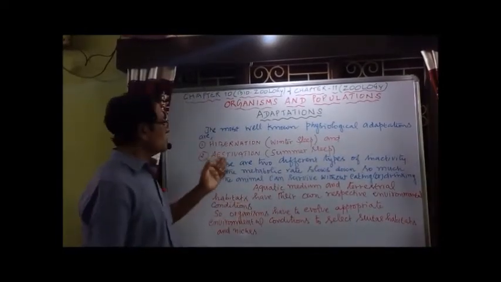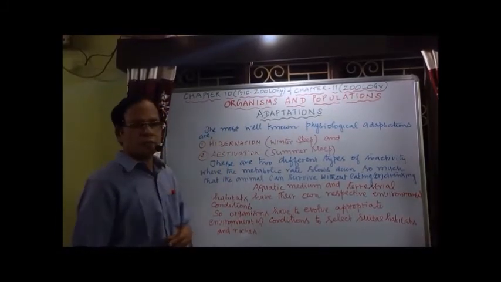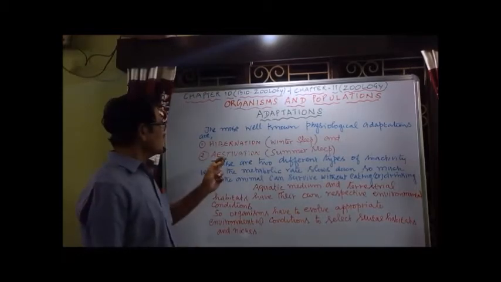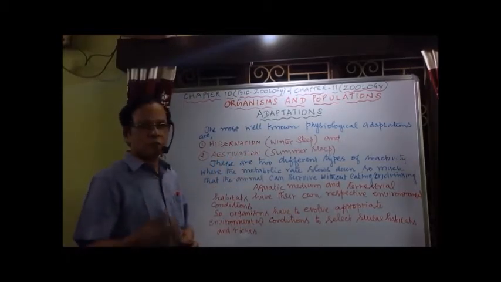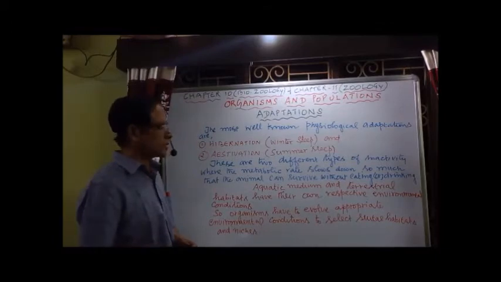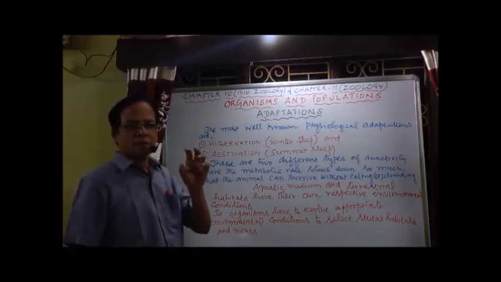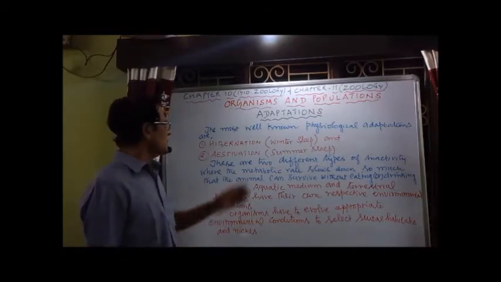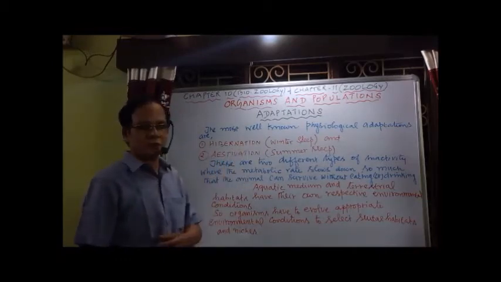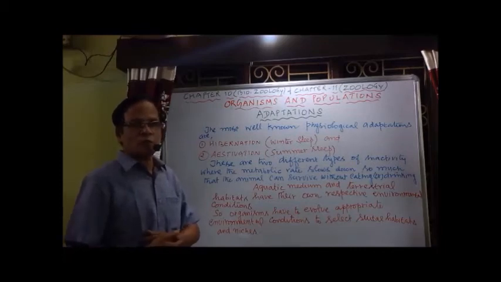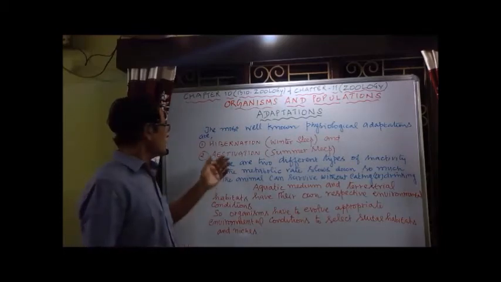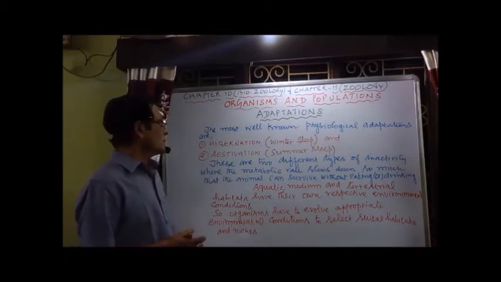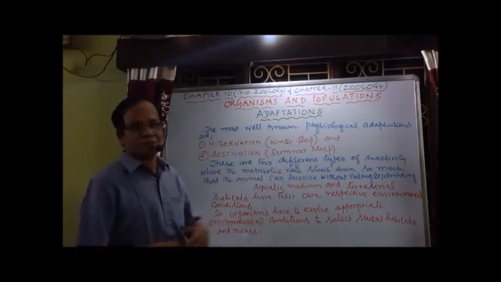Now, the most well-known physiological adaptations are number one, hibernation, that is winter sleep, and number two, estivation, summer sleep. As we have already seen under the adaptations in the previous categories, animals adjust to what are called abiotic factors. Hibernation, as seen in the case of winter sleep, is shown by the polar bear, and estivation, summer sleep, is seen in the case of some fishes and snakes. Now these are two different types of inactivity.